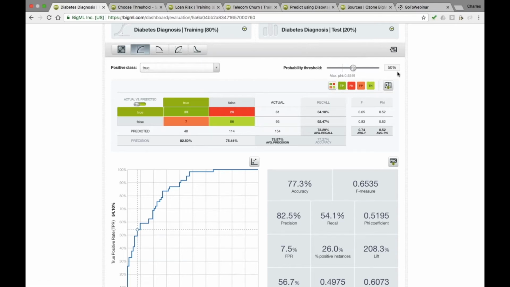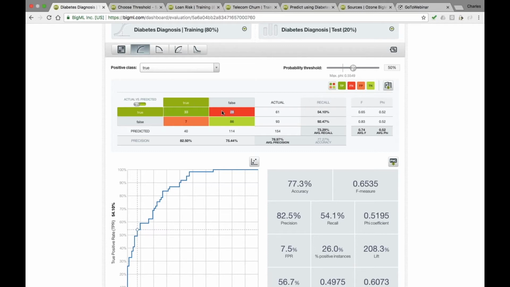Right now, I've got the probability threshold at 50%, which is the default. And you can see here, I'm predicting true for 40 people. I'm predicting false for 114 people in the data set. That's probably about right, because not too many people have diabetes compared to the general population. Most people don't have diabetes. But you can see that this gives me a trade-off that's probably not acceptable, right? I'm only introducing 7 false positives here. So I'm only saying that 7 people out of the population of people without diabetes, which is 93 here, have diabetes, which is good. That's a very low false positive rate.